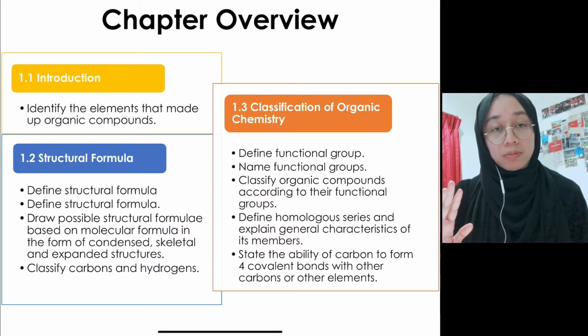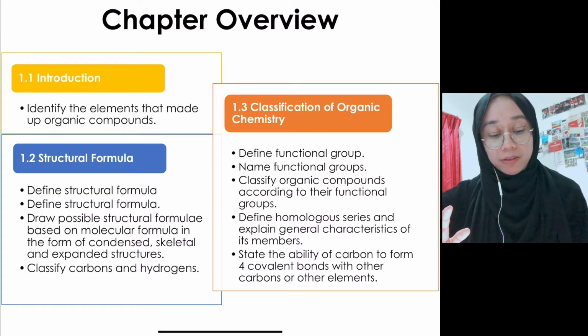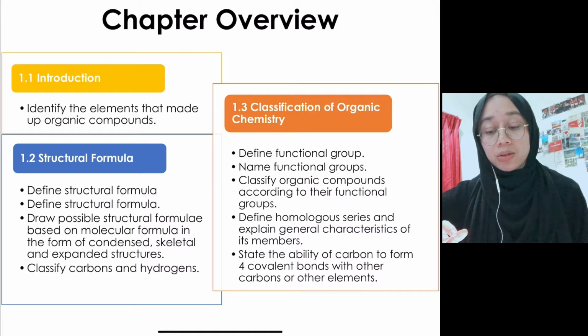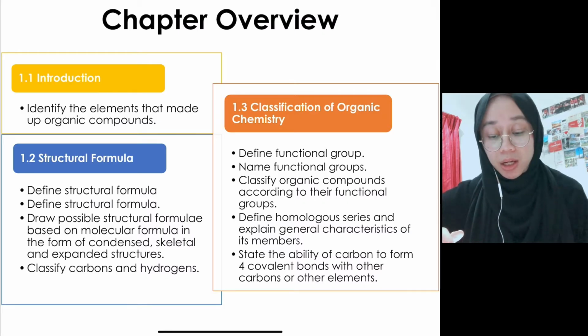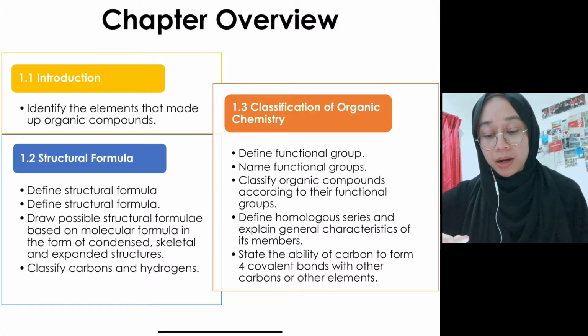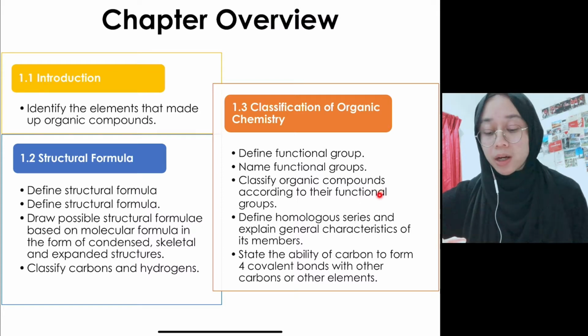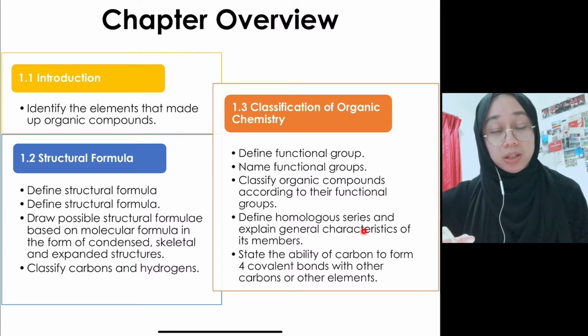Okay, so the introduction part is very simple. Then we have Structural Formula. We will be learning about different forms of structural formula, and also how to classify carbons and hydrogens. And then we get into the classification of organic chemistry. For that one, we have the definition of functional group, the name of the functional group, and then we need to classify the compounds into its functional group. And then we will also be learning about the homologous series.